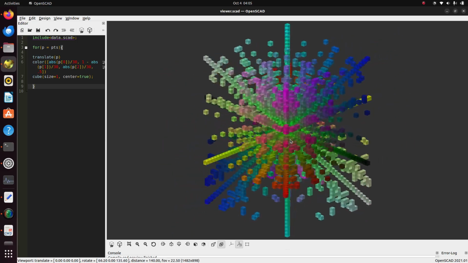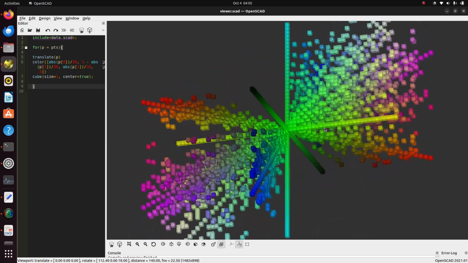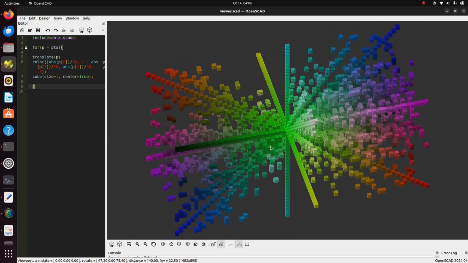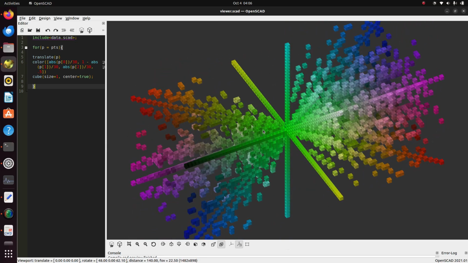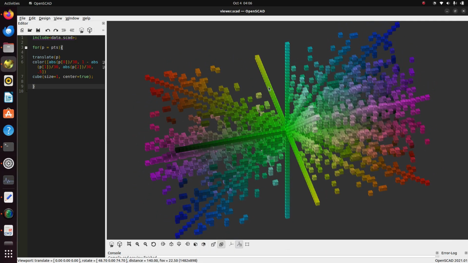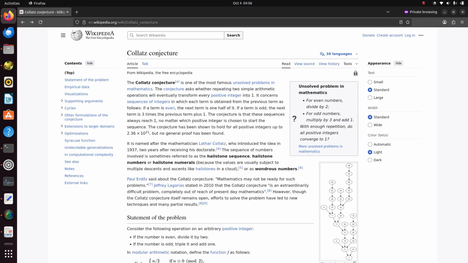So this is what it looks like. The three-dimensional generalization, and I'm going to explain what all the points are and what they mean. So I think to get started, we can look at the actual Collatz conjecture. So here is the Wikipedia article on the Collatz conjecture.